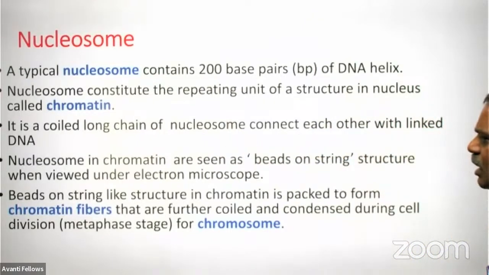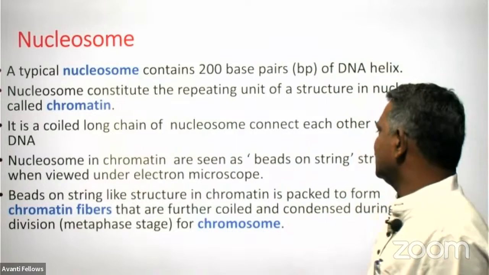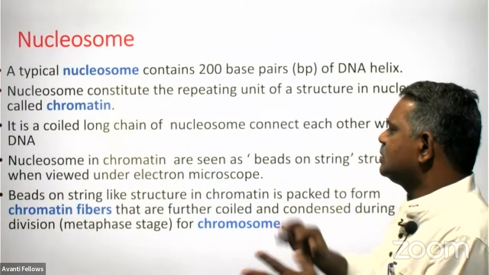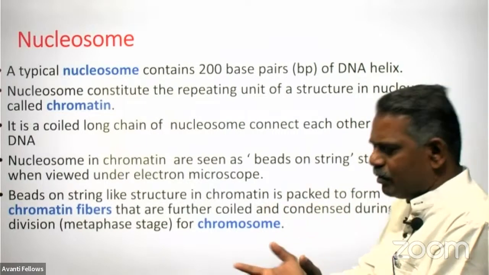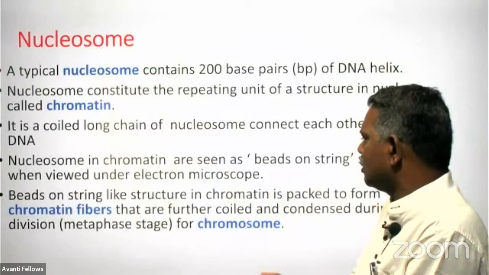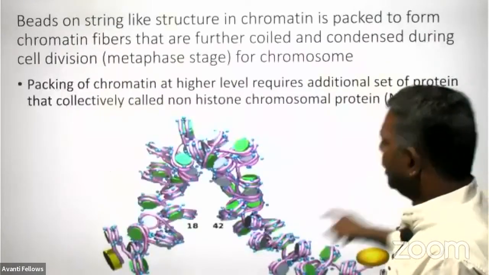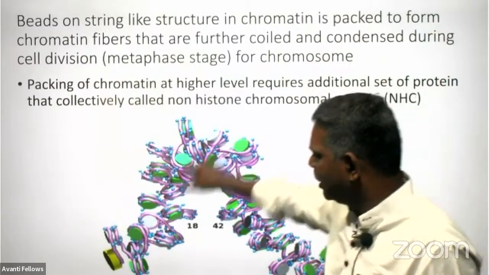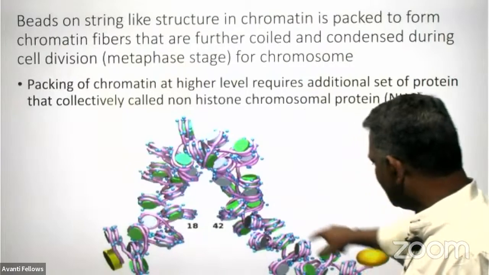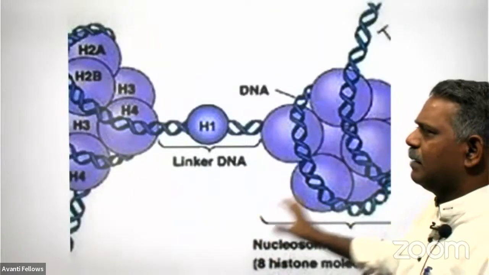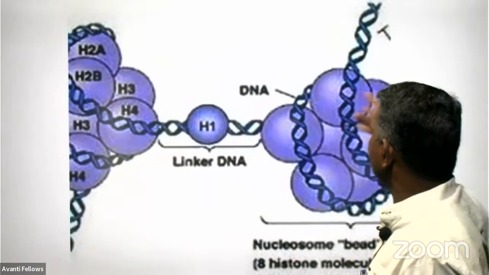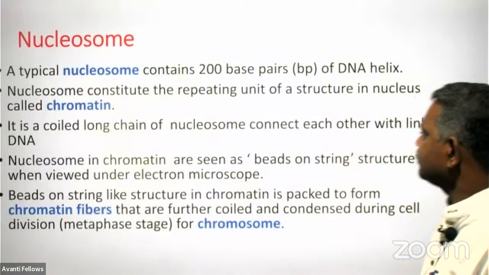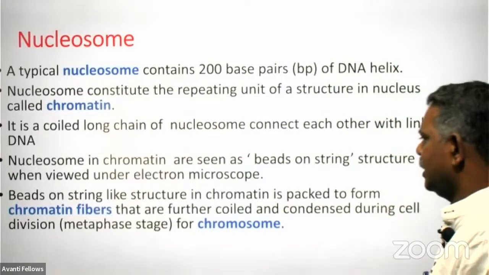So that is what is mentioned here: along the coiled chain, nucleosomes connect with each other with a linker DNA only. And nucleosomes in chromatin are seen as beads on a string, a beads-on-a-string structure when viewed under an electron microscope. Whenever we view the chromatin under an electron microscope, we will see the nucleosomes like this, just like a number of beads in a mala. We can find an arrangement of one nucleosome, another nucleosome connected with this linker DNA in a chromatin.